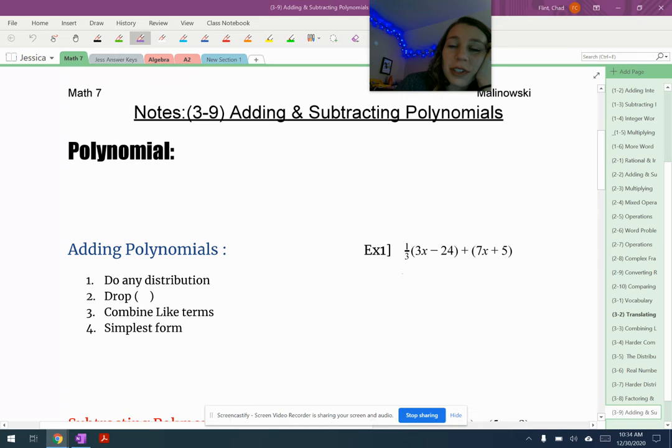This is Unit 3, Lesson 9 on adding and subtracting polynomials, which is really just like combining like terms with a little bit of distribution here and there. More of what we've been doing. So starting off, a polynomial is simply just an algebraic expression.